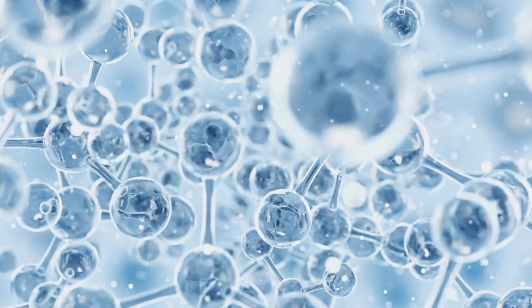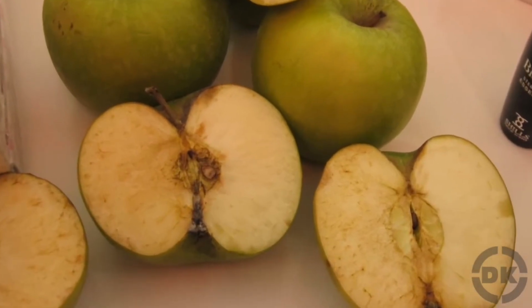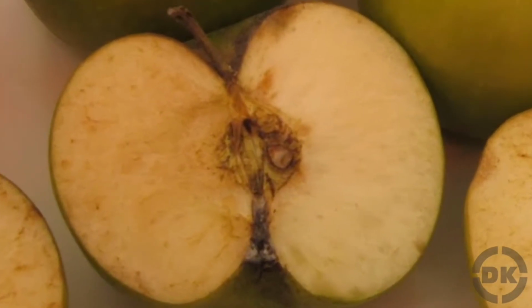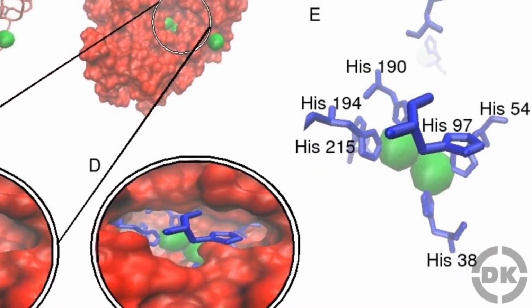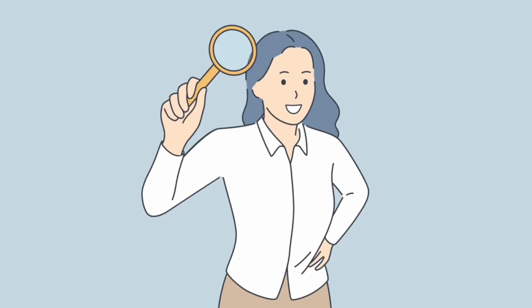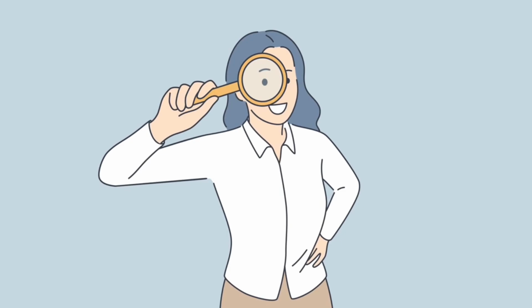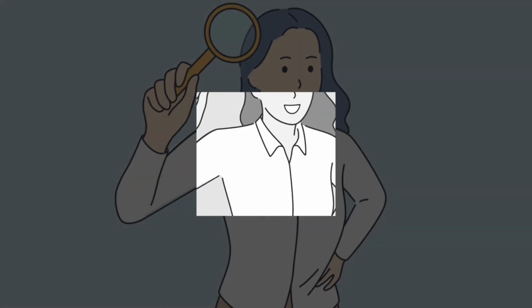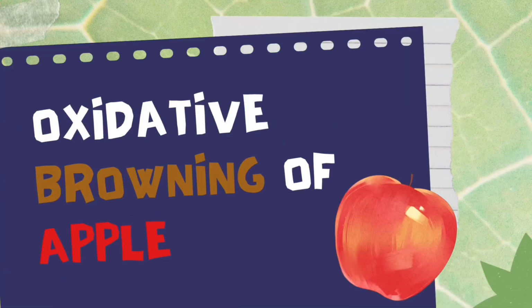We look at what causes oxidative browning in apples and how chemical kinetics helps us understand why the browning happens faster under certain conditions. So first, let's start by understanding what oxidative browning actually is and what chemical components inside an apple are responsible for this reaction. So what is actually oxidative browning?